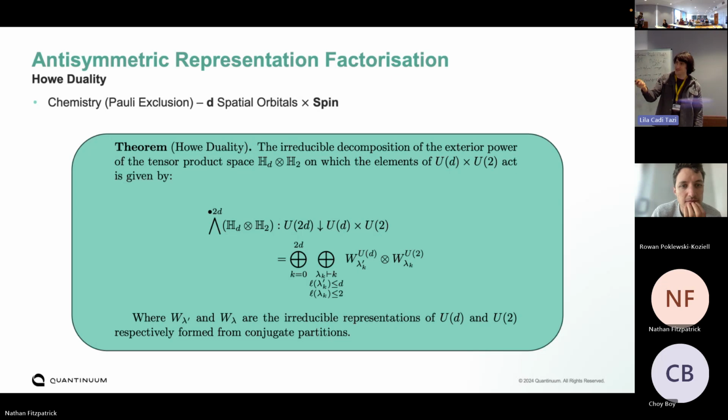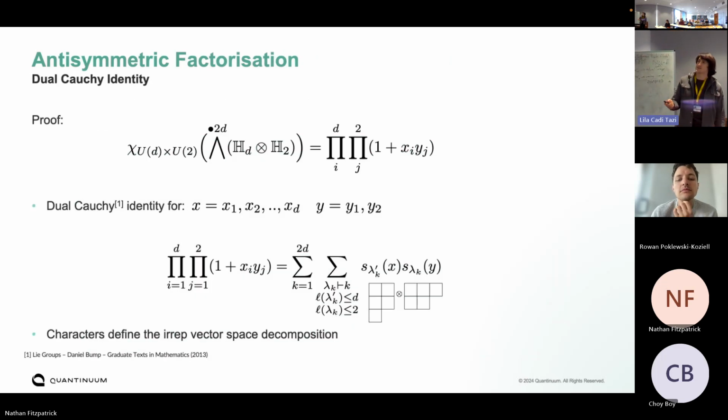Lambda K is a partition that can't have more than two rows, and lambda D is a partition that can't have more than D rows. And this basically gives you this decomposition under space and spin. So this will make more sense when I show the proof. And that gives you your irreps. That gives you the irreps, yeah. The space and spin irreps, yeah, exactly.